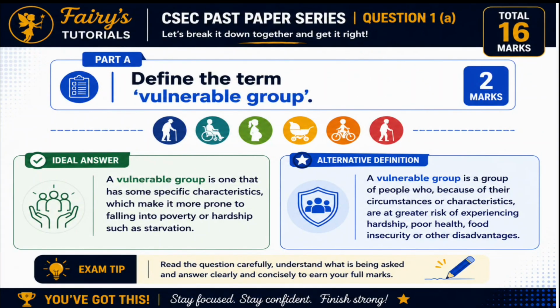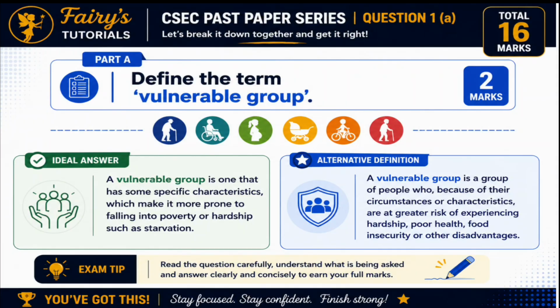Let's jump right into things looking at part A. Define the term vulnerable group, which is worth 2 marks. Now, an ideal answer could be a vulnerable group is one that has some specific characteristics which makes it more prone to falling into poverty or hardship, such as starvation, right? Now, an alternative definition could also be a vulnerable group is a group of people who, because of their circumstances or characteristics, are at greater risk of experiencing hardship, poor health, food insecurity, or other disadvantages.